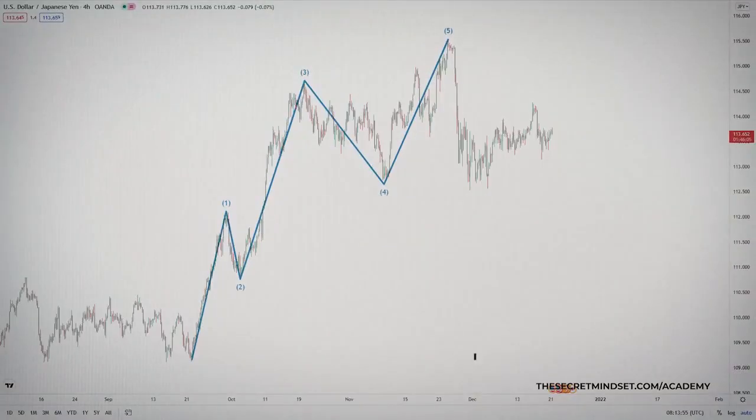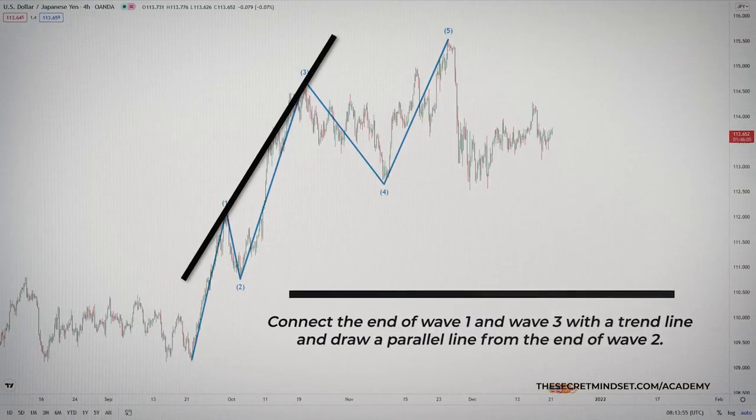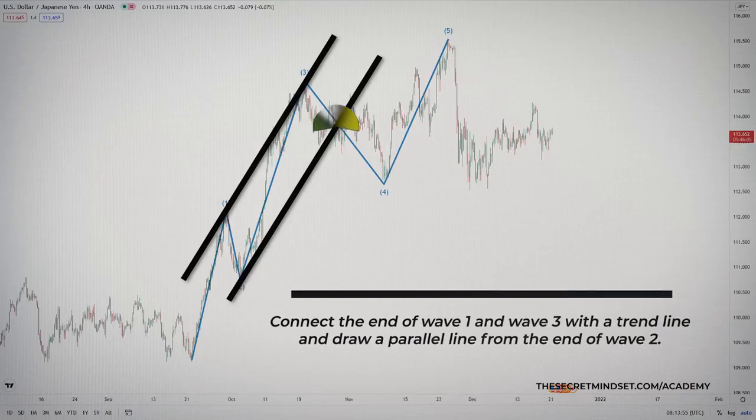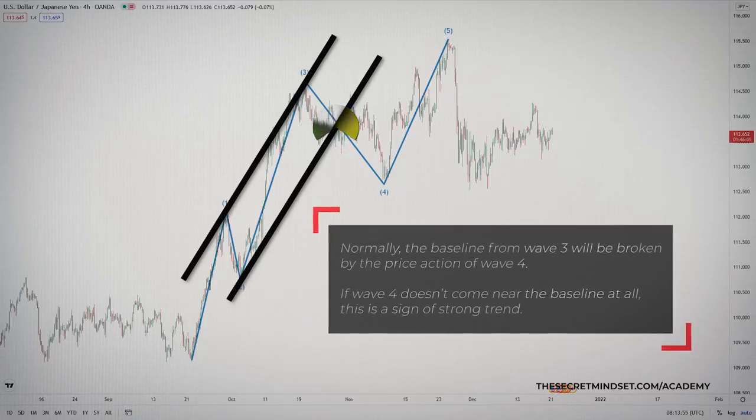As soon as wave 3 has finished, you can draw a channel connecting the end of wave 1 and wave 3 with a trend line and drawing a parallel line from the end of wave 2. By doing this, you can project a target for wave 4. Keep in mind that normally the baseline from wave 3 will be broken slightly by the price action of wave 4. If wave 4 doesn't come near the baseline at all, this is a sign of a strong trend.